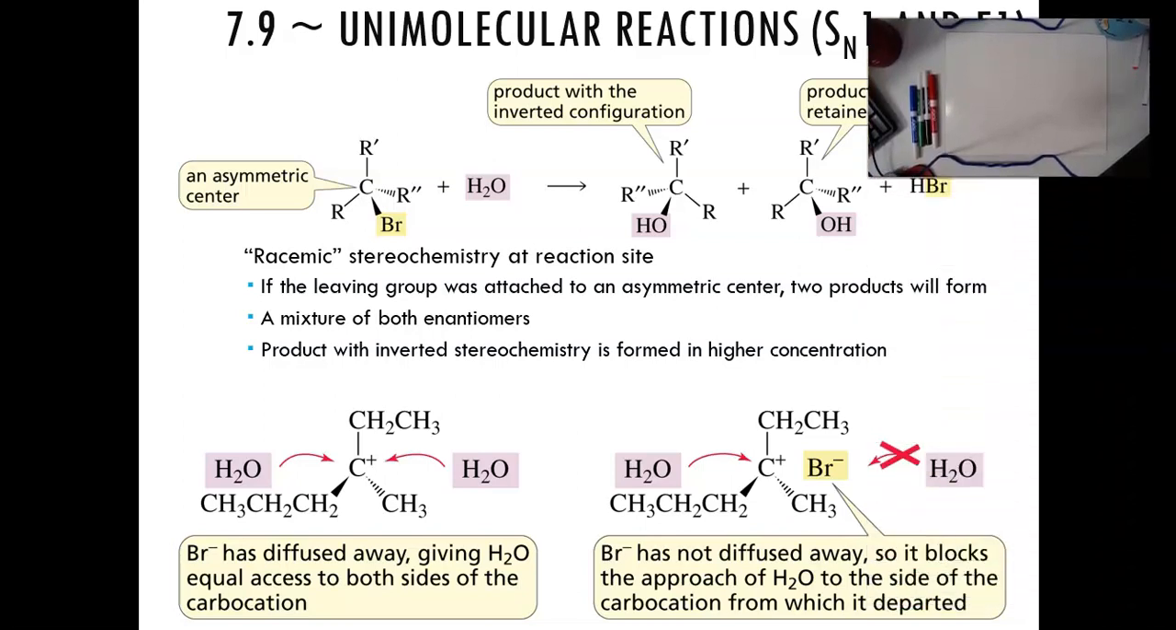So if we look down at the other picture, here is what's available. We have our carbocation, and our nucleophile can attack from either side. But in reality, our leaving group hasn't fully moved away from our substrate yet because there is still an attraction between that carbocation and that negative leaving group. So it's blocking the side that would produce the retained chemistry. So even though we're going to get both of them, the product with the inverted stereochemistry has a slightly higher concentration.